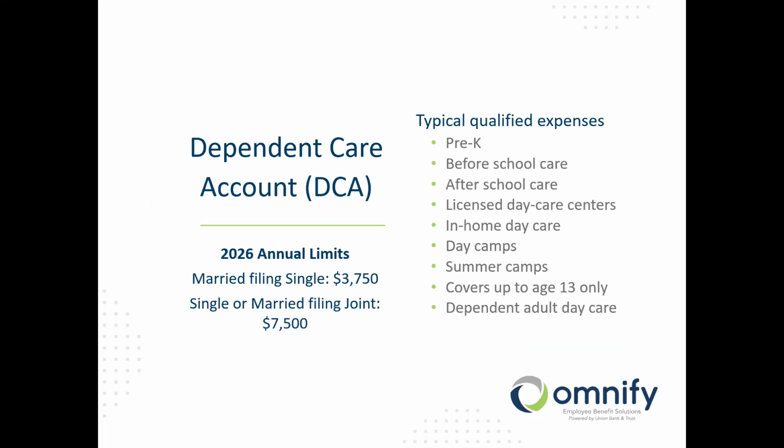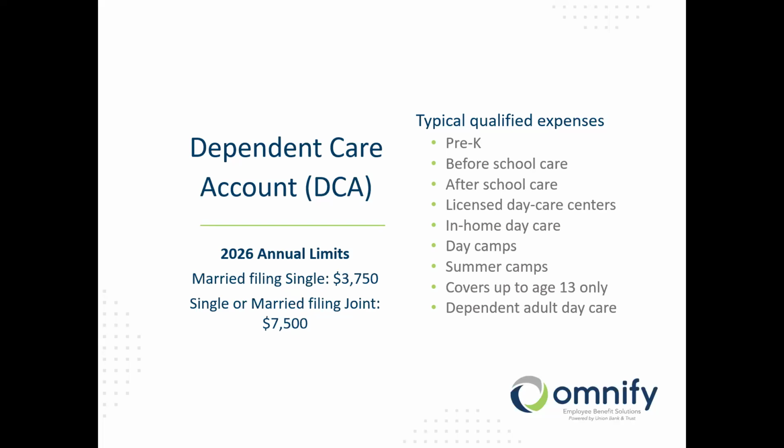So let's talk about what you can actually use your DCA for. Qualified expenses include things like pre-K, before and after school care, licensed daycare centers, and even in-home care like a nanny. Day camps and summer camps are also eligible, and we'll take a closer look at those in just a moment. But at a high level, if the care allows you or your spouse to work or actively look for work, it's considered eligible. DCAs typically cover expenses for children up to age 13 according to IRS guidelines. So if you have a child who's turning 13 this year, it's important to plan ahead to make sure that you're able to use your full election.